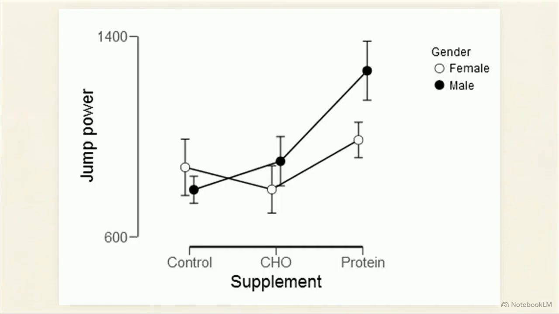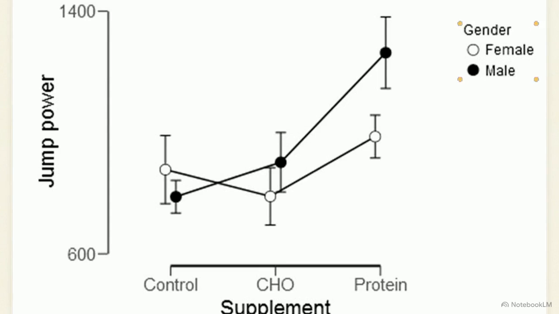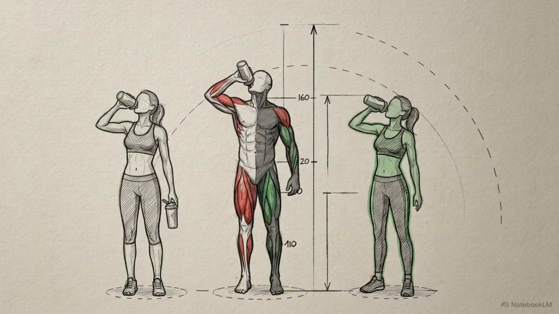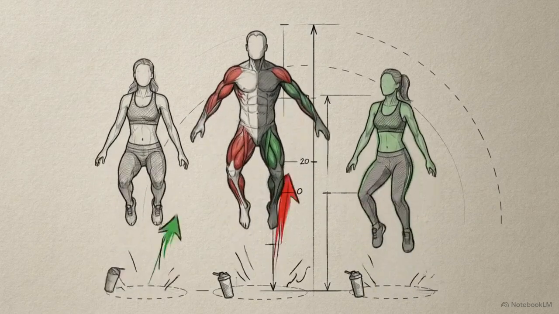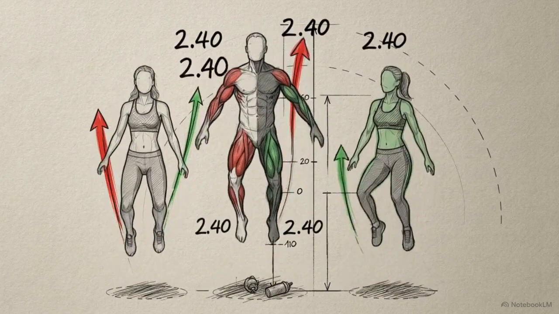This graph plots the descriptive statistics, showing jump power on the vertical axis against supplement groups on the horizontal. Notice how the lines for male and female athletes intersect slightly between control and carbohydrate groups, but sharply diverge at the protein mark. That visual divergence is the interaction in action. It proves that the protein supplement's effectiveness is heavily dependent on the athlete's gender.